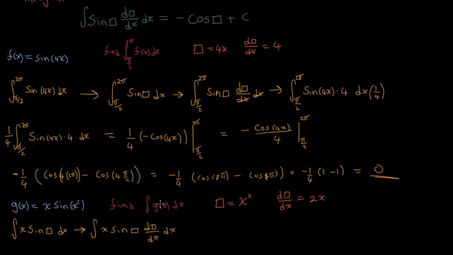And what you can imagine is these dx's canceling out here. Okay, so when we substitute our numbers back in, we get this. We get x times sine of x squared times d box by dx, which is in this case 2x.